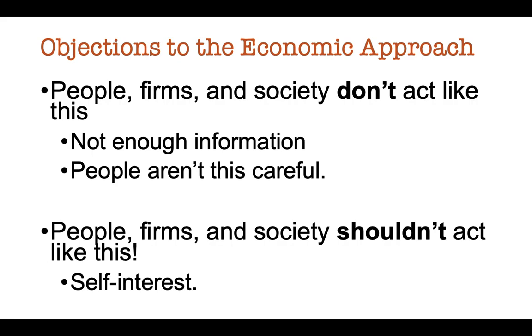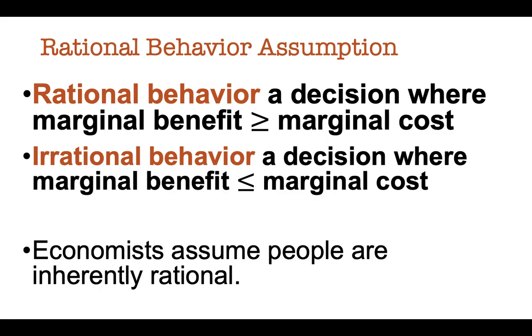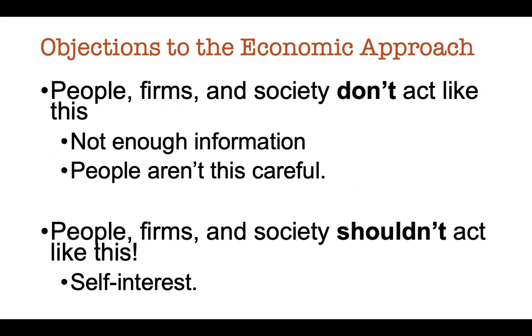First, that people, firms, and society don't act like this, meaning they don't act rationally, like I was talking about on this first slide. They say people don't act rationally either because they don't have enough information, or because they simply aren't careful enough. This might seem logical to you. You might hear that economists assume everybody acts rationally, and you can think of examples of you or your friends doing some pretty silly stuff or making some pretty dumb choices.